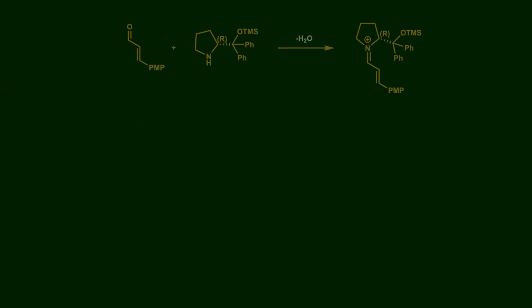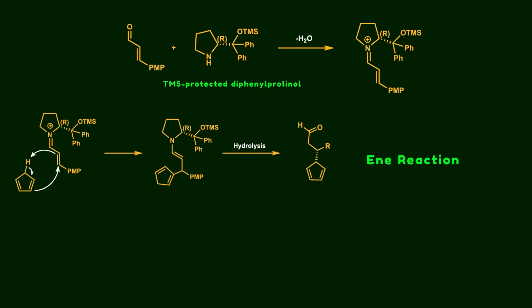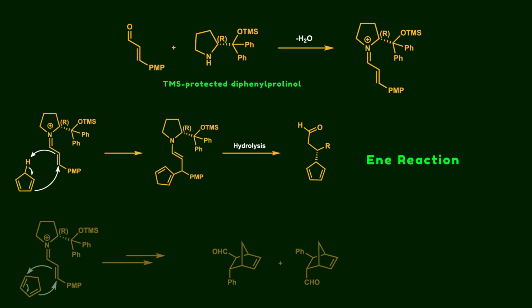In the first step of the reaction, TMS-protected diphenylprolinol is used as an organocatalyst to induce chirality in the product. The reaction begins with the nucleophilic attack of the prolinol onto the aldehyde, forming an iminium ion intermediate. At this point, cyclopentadiene can act as a nucleophile and produce the desired product. However, it can also act as a diene moiety and trigger an intramolecular Diels-Alder reaction, which competes with the desired reaction.